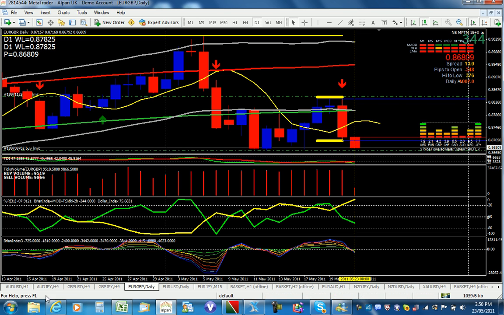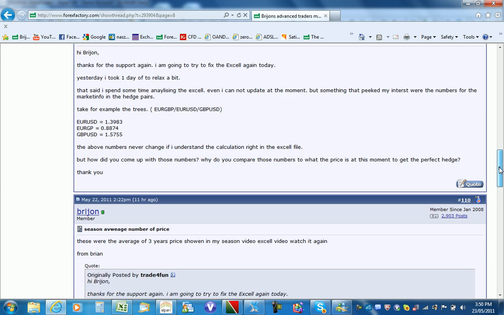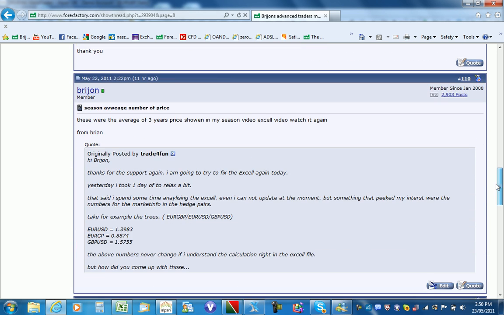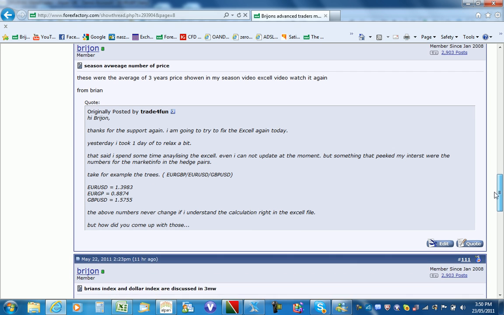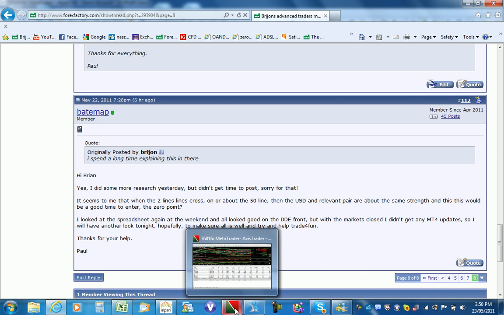The second question in there, and I'll handle the 2 questions very quickly. The second question there was, that was the seasonal average. And this was the 2-line cross about the 50, and the relevant pair also has the same strength. The 0 point. I've looked at the spreadsheet, and we'll just have a quick comment on that.